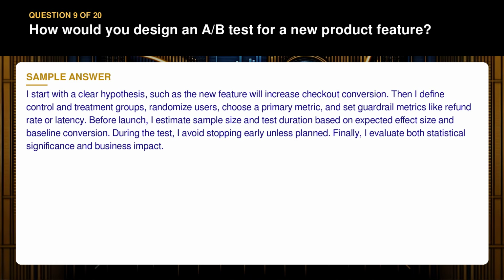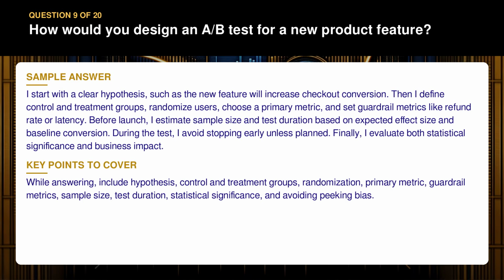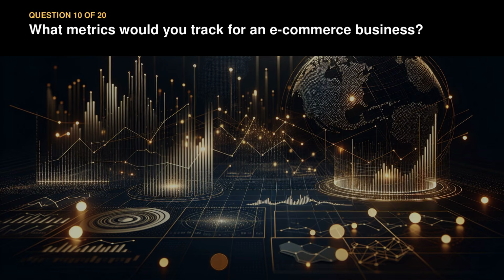During the test, I avoid stopping early unless planned. Finally, I evaluate both statistical significance and business impact. While answering, include hypothesis, control and treatment groups, randomization, primary metric, guardrail metrics, sample size, test duration, statistical significance, and avoiding peeking bias.